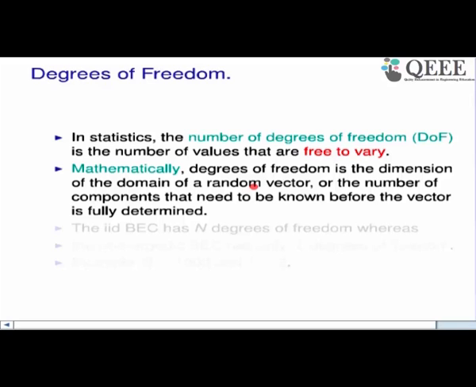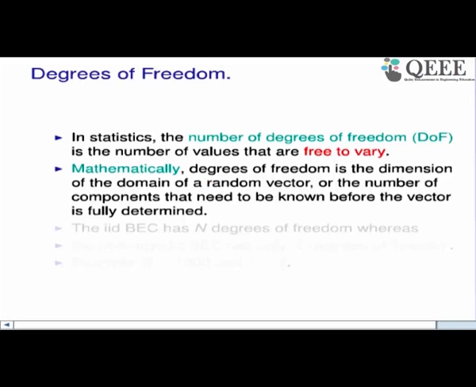So suppose it is parameterized by one variable. That means there is 1 degree of freedom. If it is parameterized by two values, then there are 2 degrees of freedom. So in random vectors also, the degrees of freedom basically tells you the number of components that you need to fix to know the complete random vector.